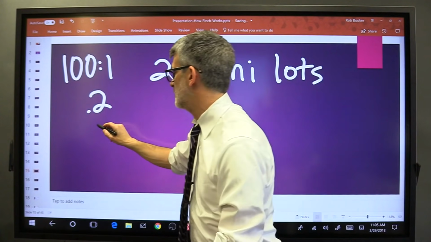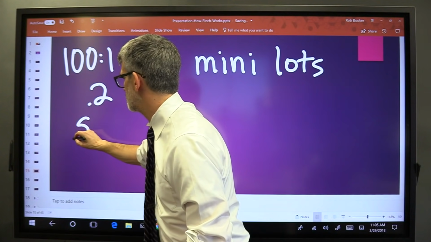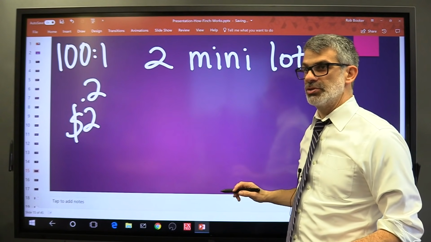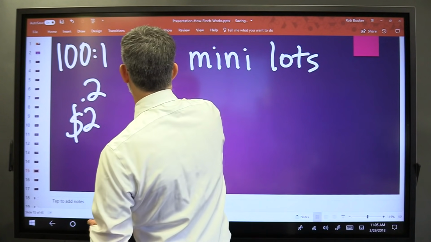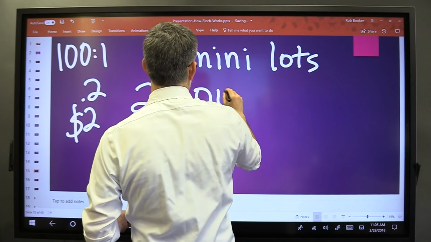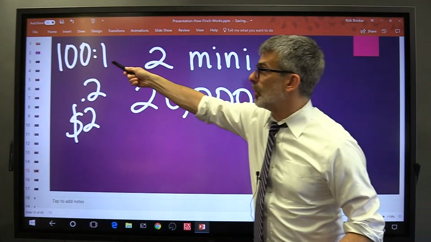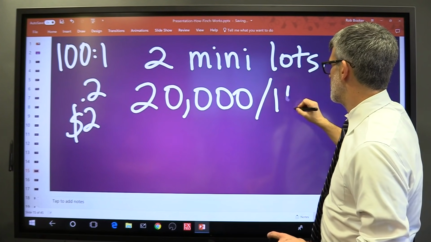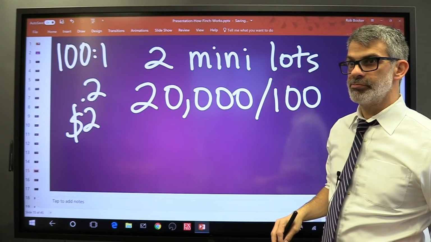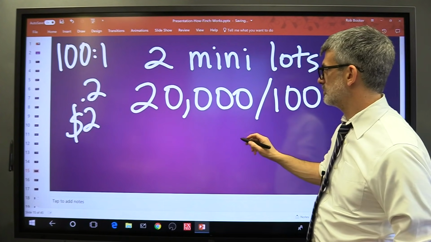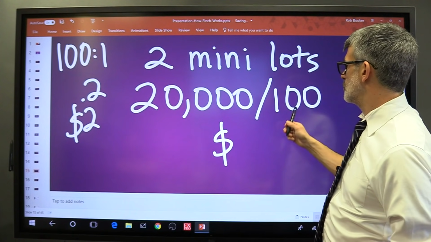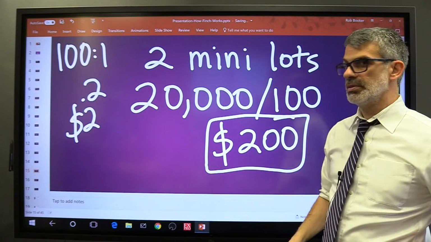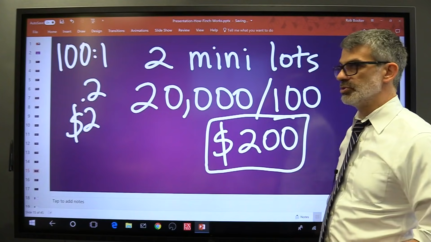What's the pip value on 2 mini lots? Every pip it moves? $2. And the number of units of currency that you're controlling? 20,000. Now, if you get 100 to 1 leverage, you have to divide 20,000 by 100. So that's 200. So 100 times 200 is 20,000. So you'd have to put down $200 in margin.